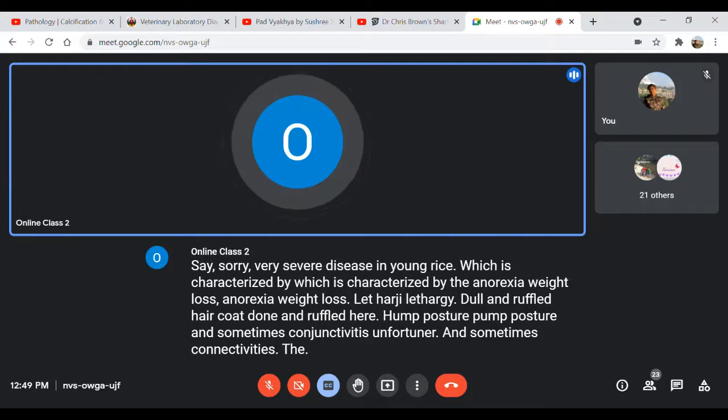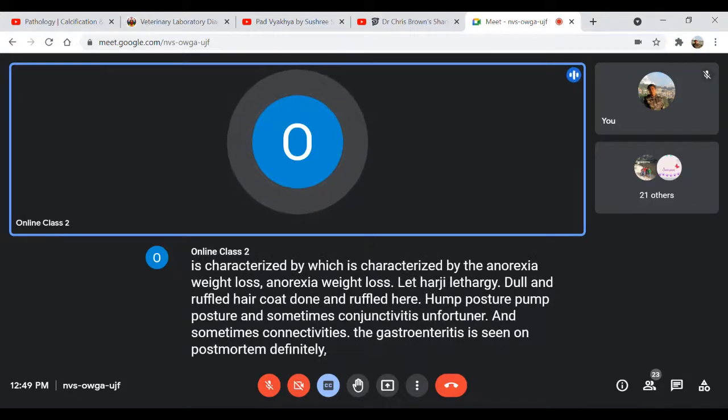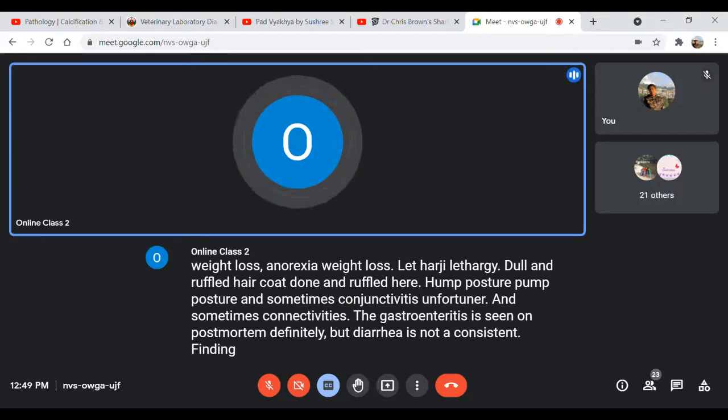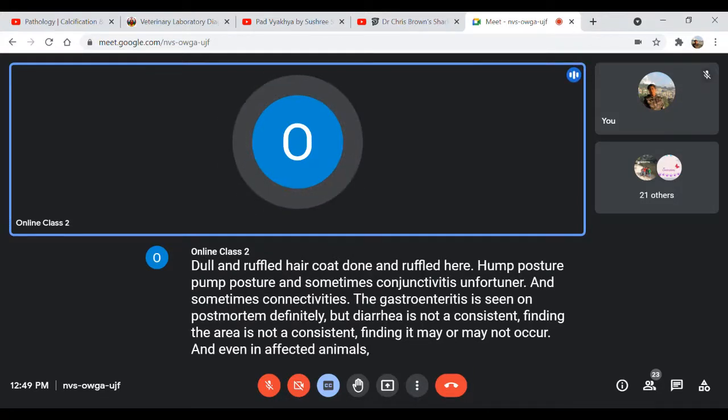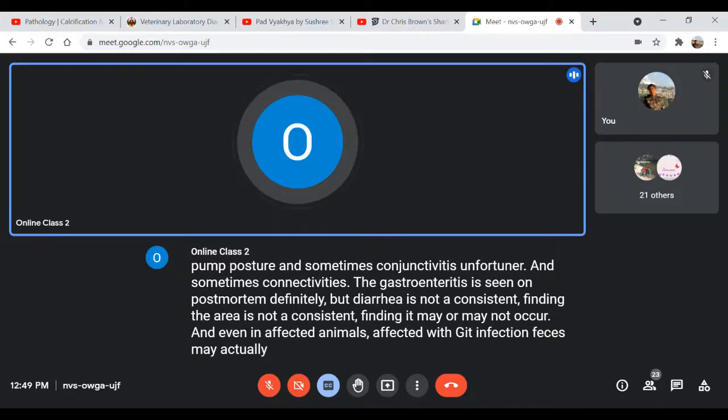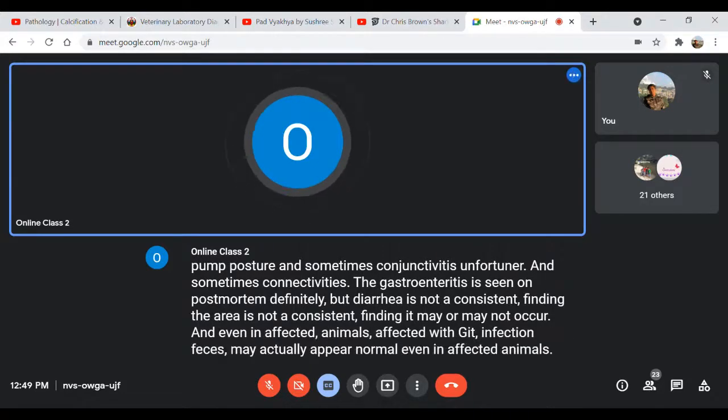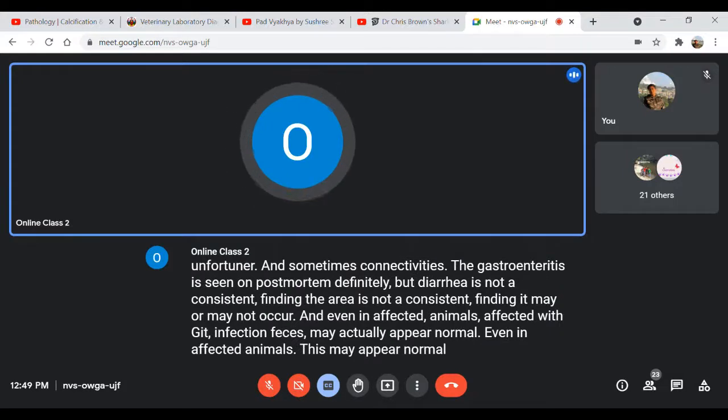The gastroenteritis is seen on postmortem definitely, but diarrhea is not a consistent finding. It may or may not occur. And even in animals affected with GIT infection, feces may actually appear normal.